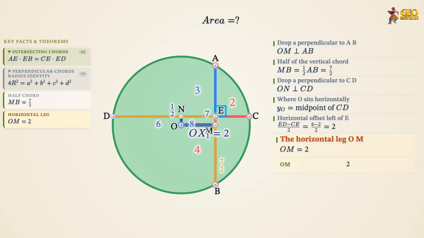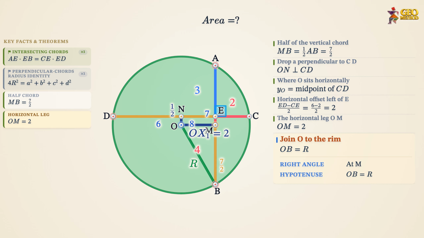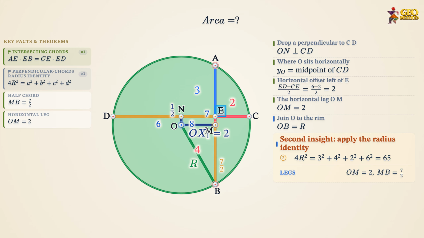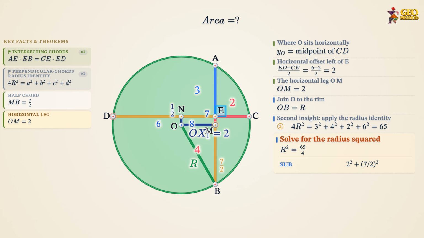Draw the radius from O out to the rim point B. Together with segment OM and segment MB, this closes a right triangle, right-angled at M, and its hypotenuse segment OB is exactly the radius. Substitute the four chord pieces. 3 squared plus 4 squared plus 2 squared plus 6 squared is 65. Divide by 4, so r squared is 65 over 4.